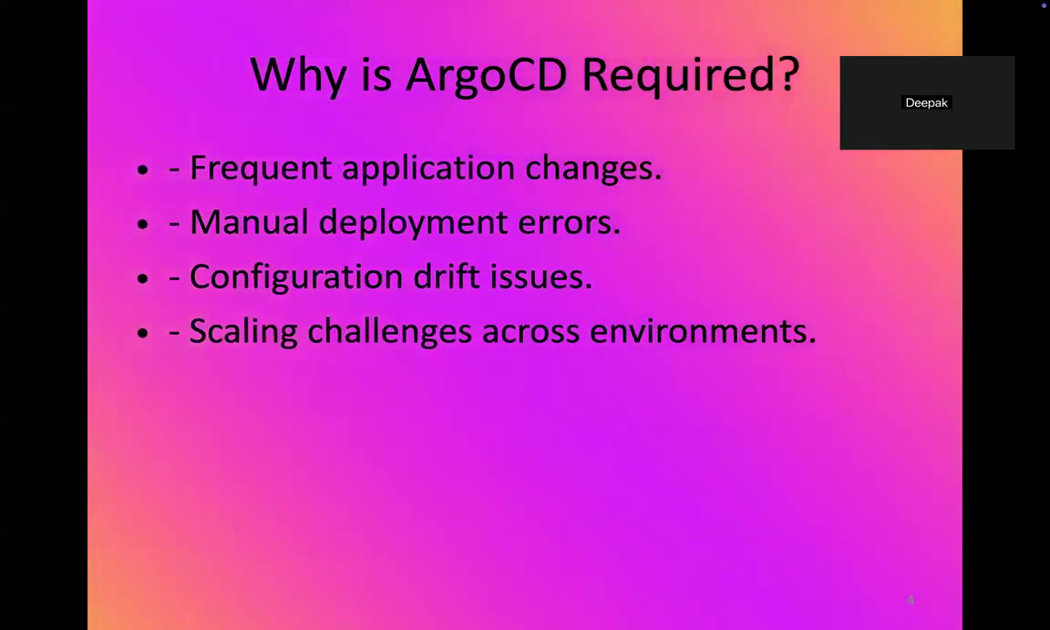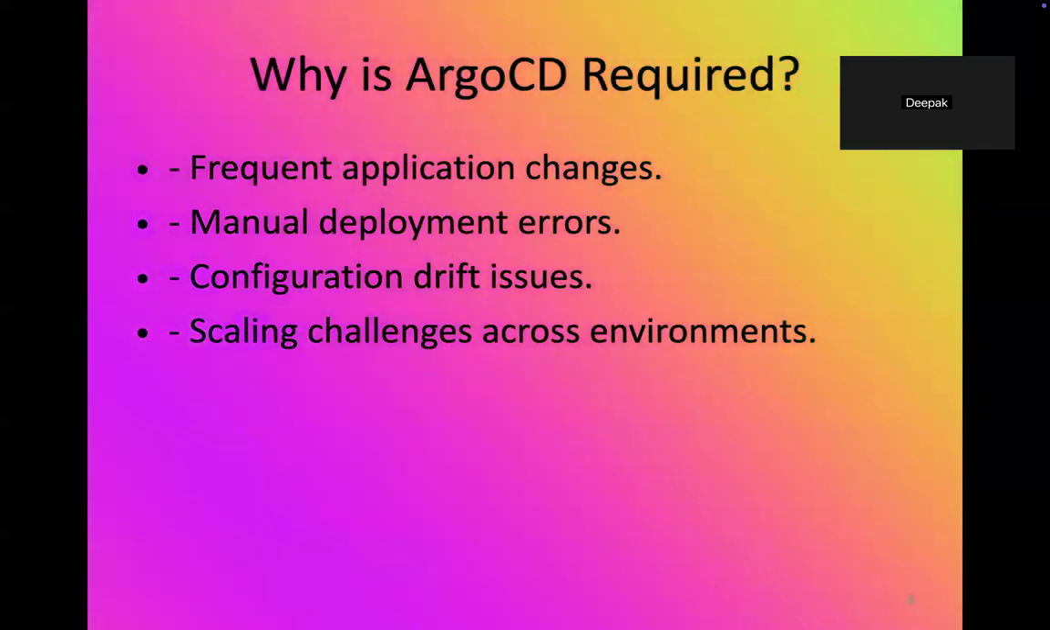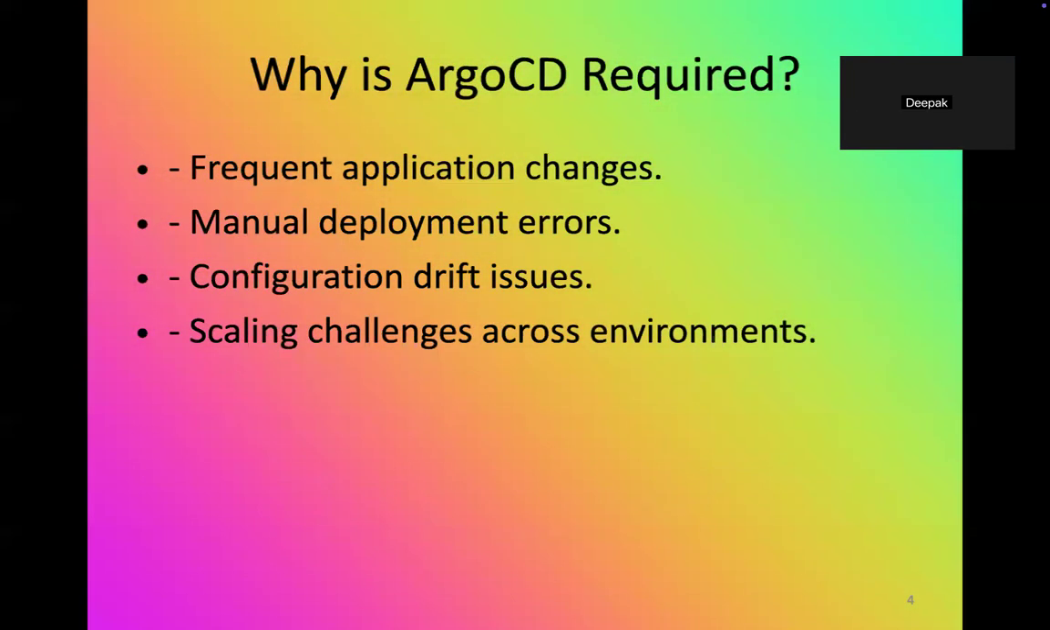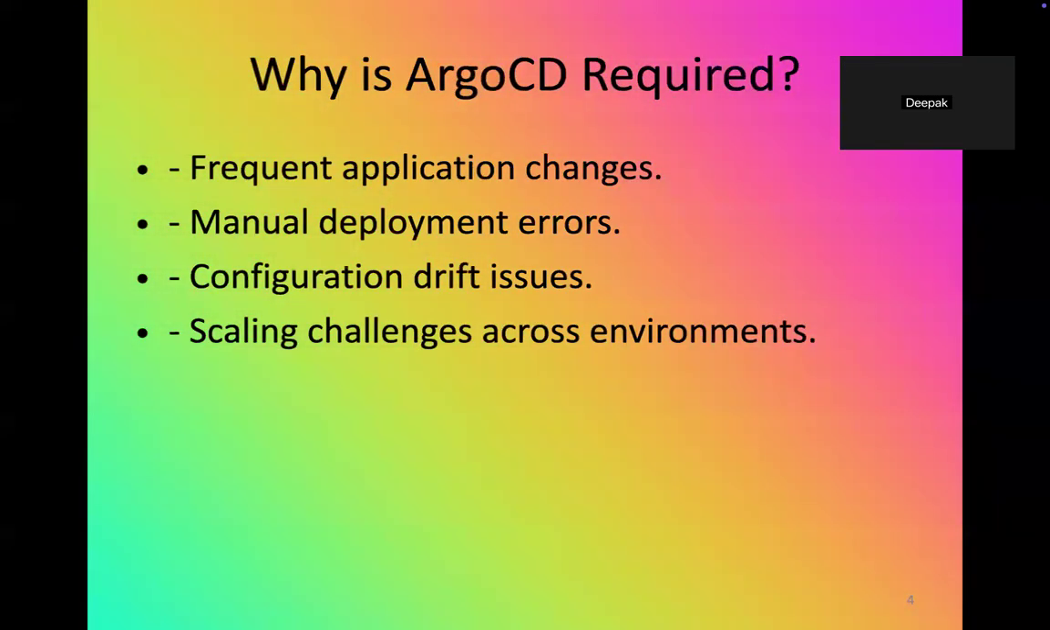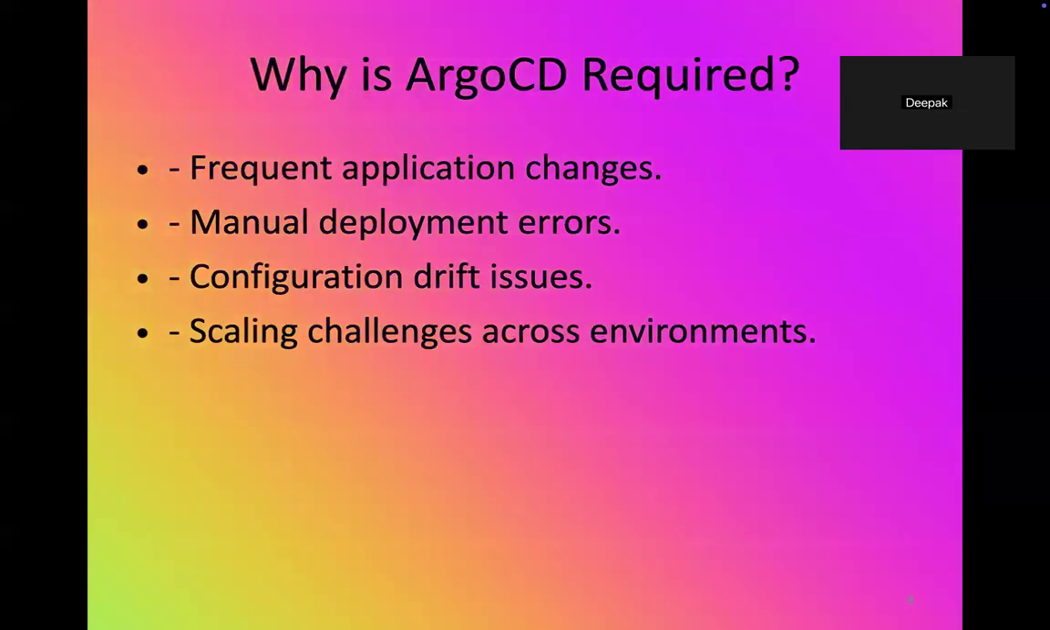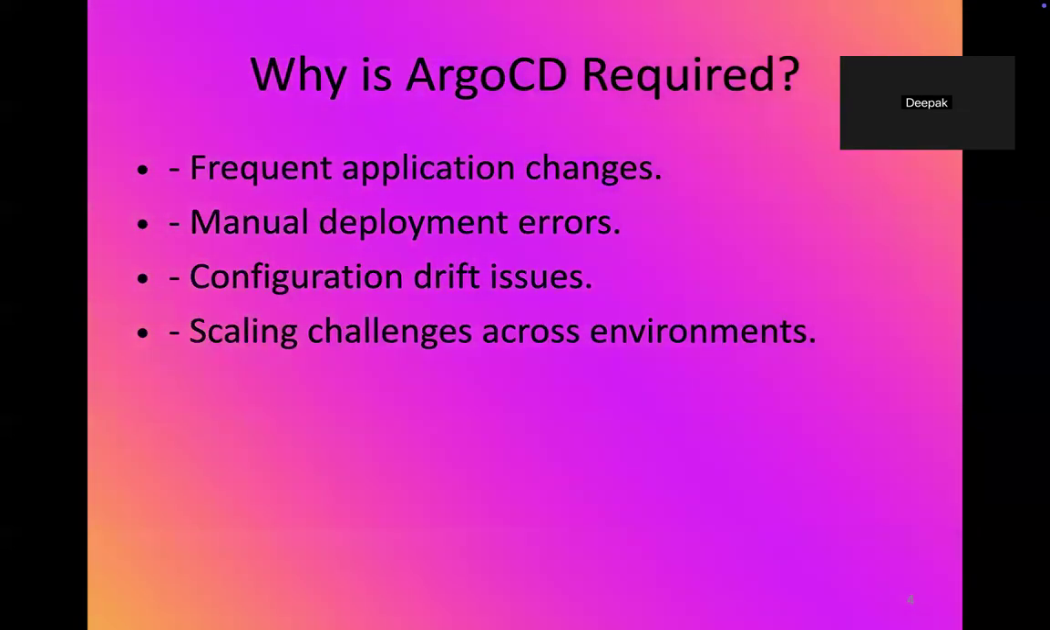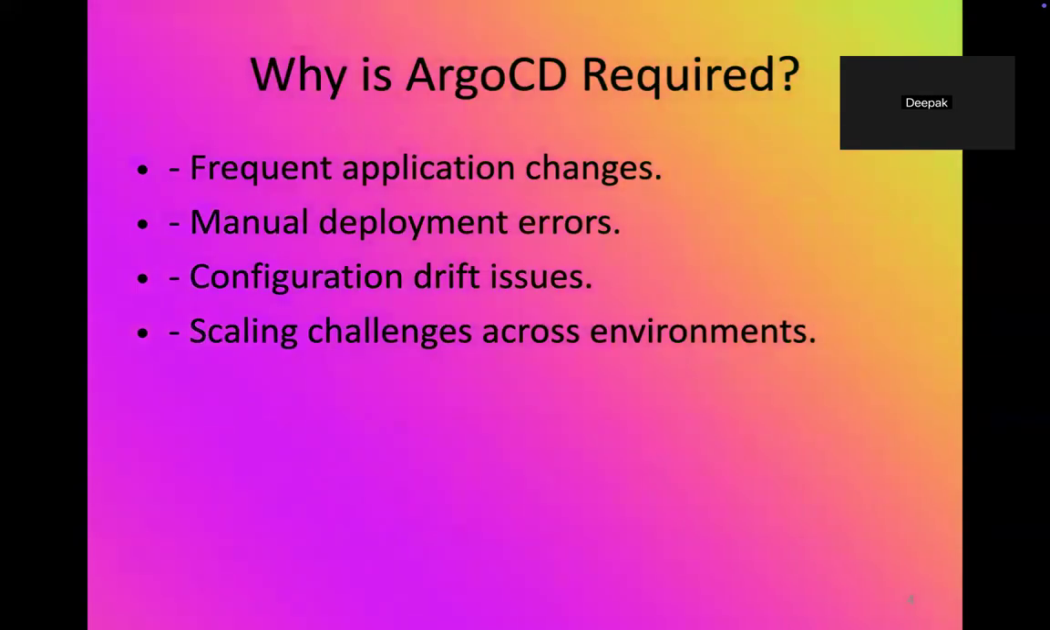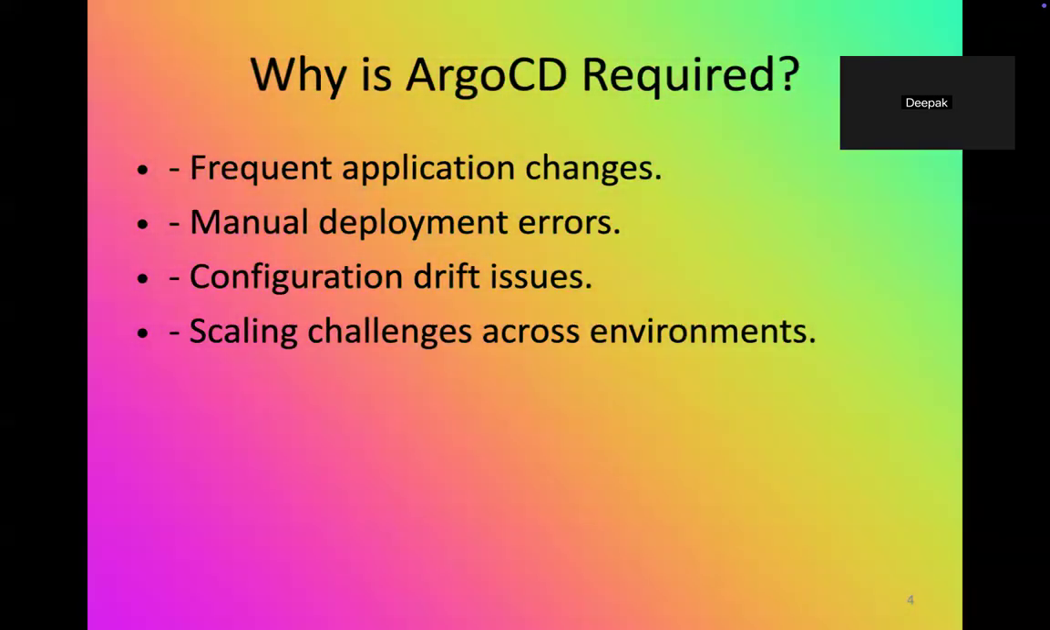Then you have manual deployment errors. When you are doing manual deployment, definitely you'll have some errors. Sometimes when you are creating a YAML file, or moving the deployment manifest file, you'll face some errors like version errors. So that you can avoid. And configuration drift issues can also happen, and a scaling challenge across the environments.